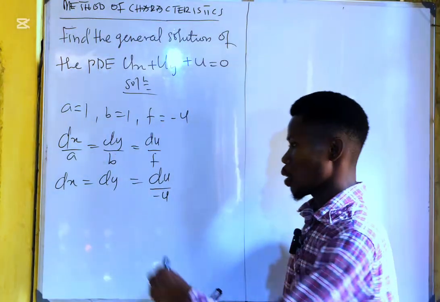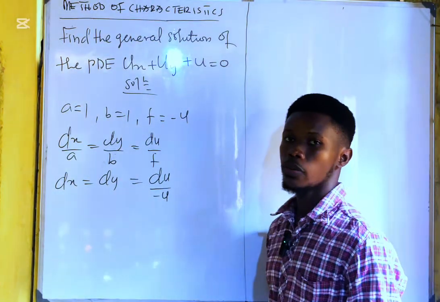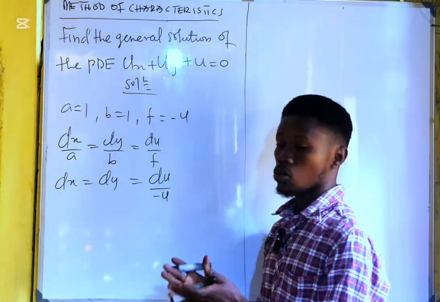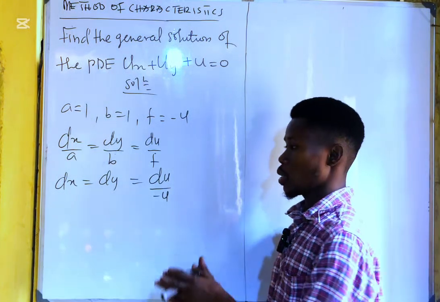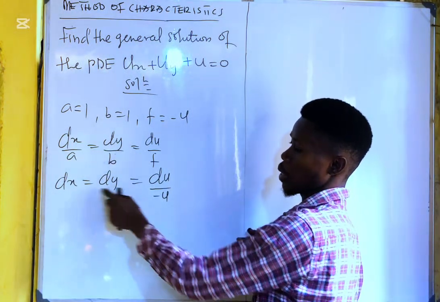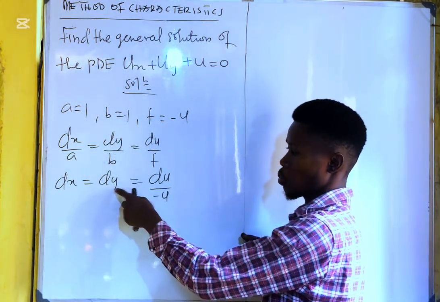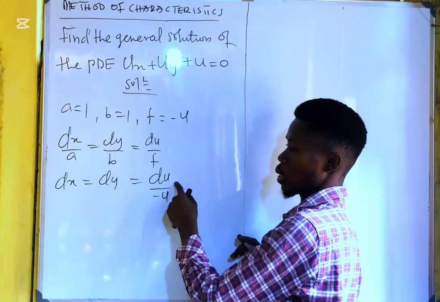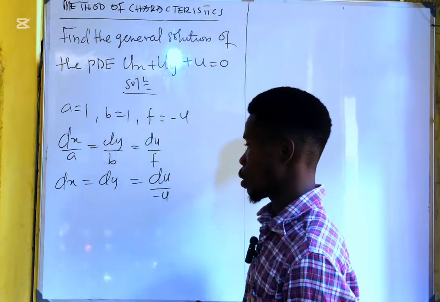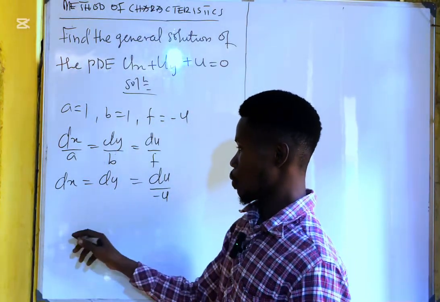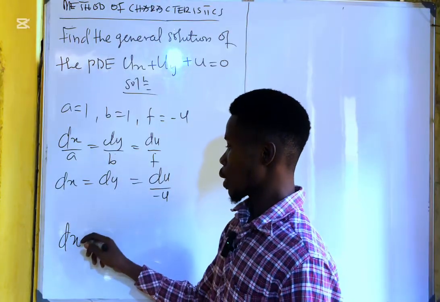Now, we have two equal signs here. You cannot solve all of them together at the same time. So you pick 2 and solve. Then next you go and pick another. So if I pick this and solve, then the next one I'll pick this one and that, or this one and that to solve. It's the same thing. So let me pick dx and dy first to solve. So dx is equal to dy.